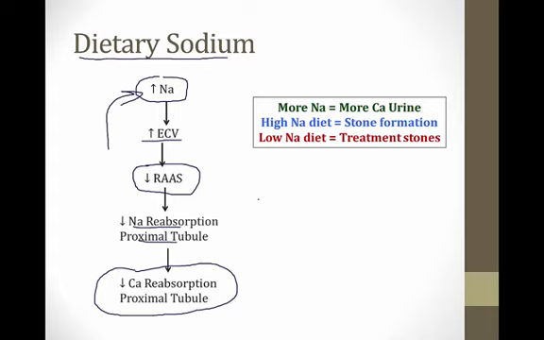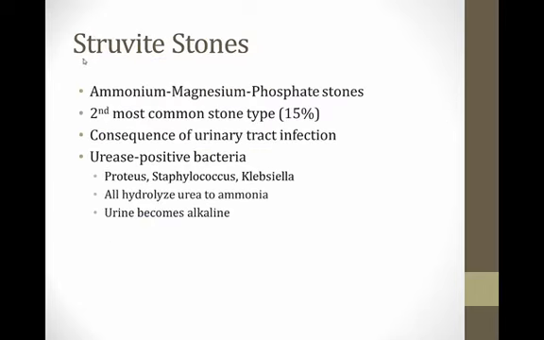So the key points I've summarized on the right side of this slide. More sodium in the diet equals more calcium in the urine, so a high sodium diet can lead to stone formation and is a risk factor for calcium kidney stones. A low sodium diet is a potential treatment option for calcium kidney stones because it will reduce the amount of calcium in the urine. Next type of kidney stone is the struvite stones.